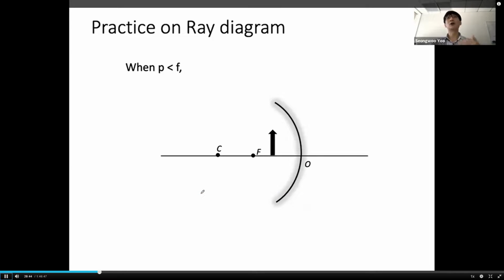Now, with all those useful rays, I'd like to give some examples of ray diagram construction. Okay, so I'm going to use my notepad. Let me switch the screen.